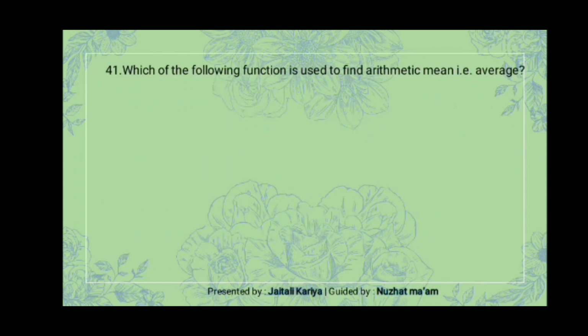41. Which of the following function is used to find arithmetic mean, that is average? A. Average, B. Mean, C. Arithmetic, and D. None of this. And the correct answer is A, that is average.